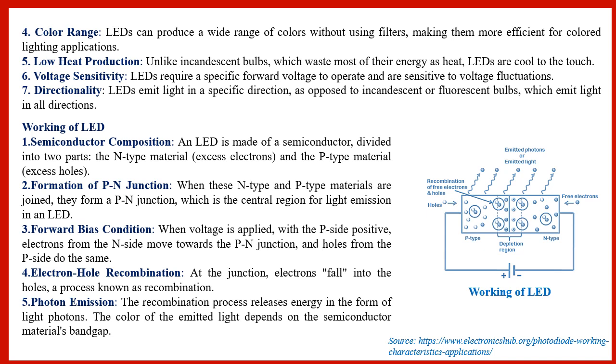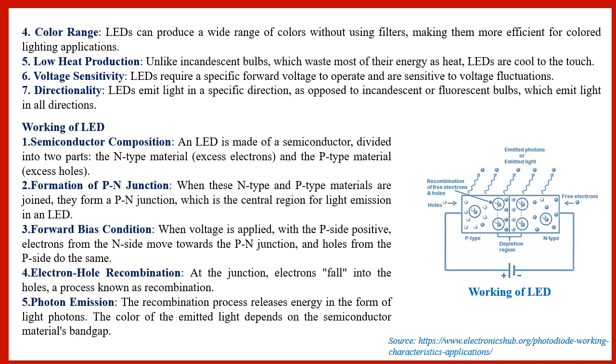So if this is the P side, and this particular side is the N side, when voltage is applied with the P side positive, there will be movement of electrons from the N side towards the PN junction, and holes from the P side to the same junction. This is how their movement will take place. And at the junction they will recombine. The recombination of electrons and holes will take place. So this is the junction here, electrons coming from here, holes coming from here, recombining here.